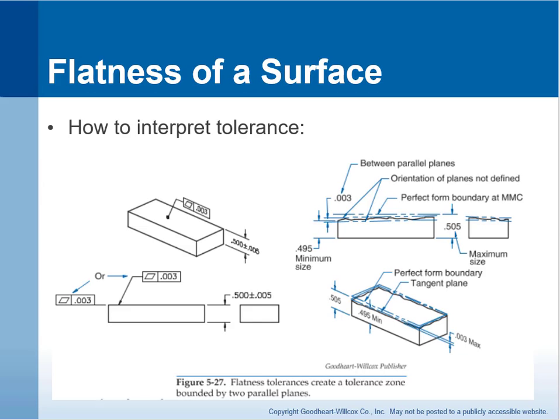So, how to interpret a flatness tolerance. What the flatness tolerance does is give us two parallel planes for a tolerance zone. And the min and the max surfaces of that part all have to fall into the tolerance zone. So here it is at 3/1000ths max. All of our mins and maxes for all elements on that surface have to fall within these 3/1000ths parallel planes. Now, how do we check that?